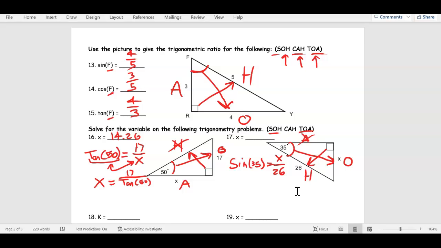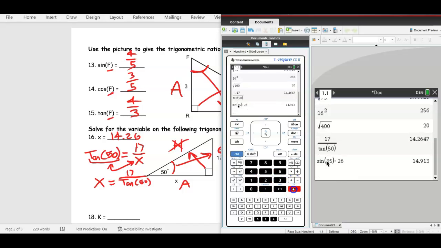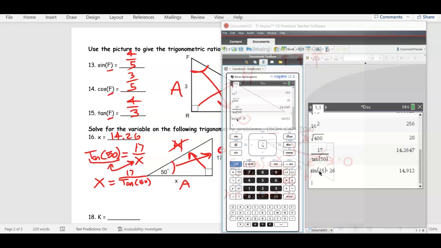Now, when x is on top, to get rid of the divided by 26, I do times 26 to cancel it out. And if I do it on one side, I got to do it on the other side. So it's going to be sine 35 times 26 on the other side. Let's type that in: sine 35, go to the right, times 26, and I get 14.91.